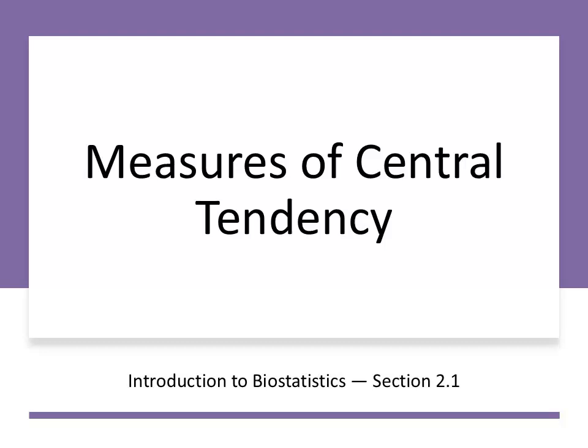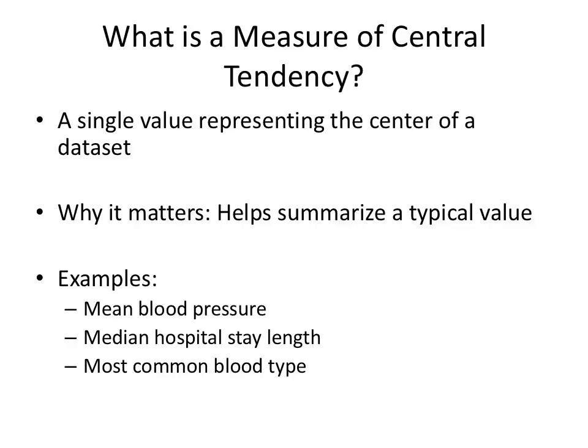Welcome to Section 2.1, Measures of Central Tendency. In this section, we'll learn how to summarize data by identifying a typical value, which is one of the first and most important steps in analyzing any dataset. A measure of central tendency is simply a number that represents the center or middle of a dataset. It tells us what is typical for our data.